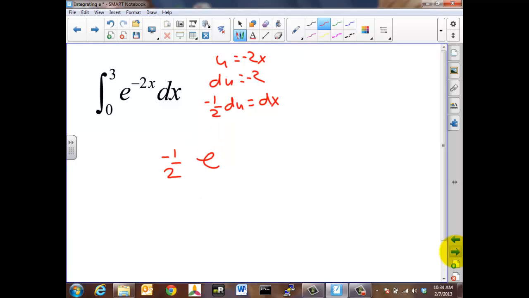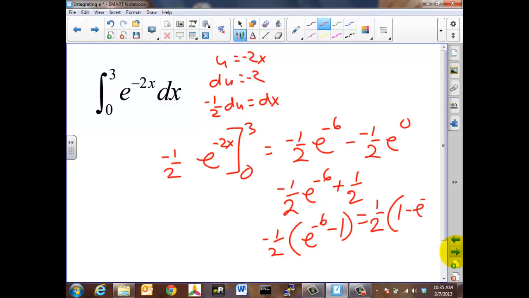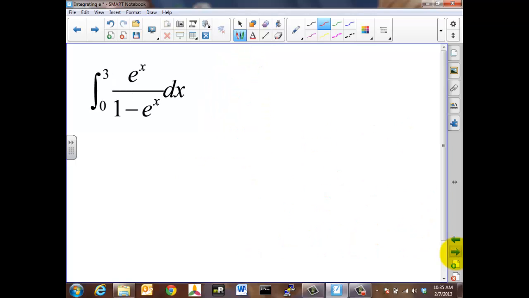Negative 1/2 e to the... better. E to the 0 is 1. Right? E to the 0 is the number 1. You could have also had that answer written as negative 1/2 e to the negative 6 minus 1, or 1/2 times 1 minus e to the negative 6. You need to be able to recognize that all three of these answers are the same thing. Okay? All three of those answers are the same thing. All right?